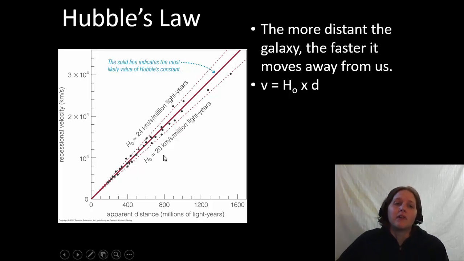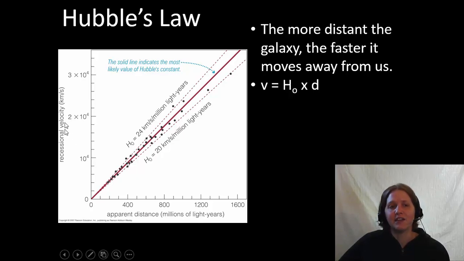The slope of the line is called Hubble's constant, and a lot of work has gone into finding this value as accurately as possible. Because if we can find this value very accurately, then all we need to do is get a spectra of a galaxy, find its redshift away from us, and then in a matter of minutes, find out what its distance is from Earth. It's amazing.